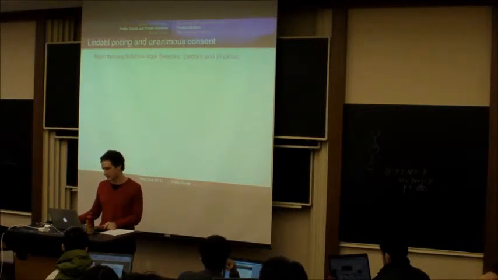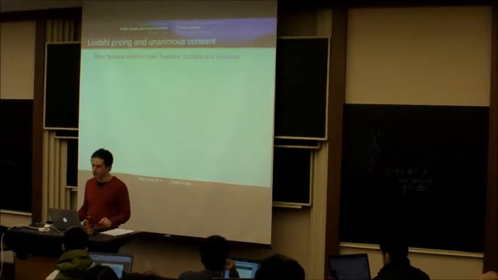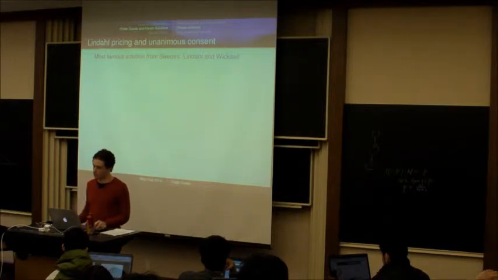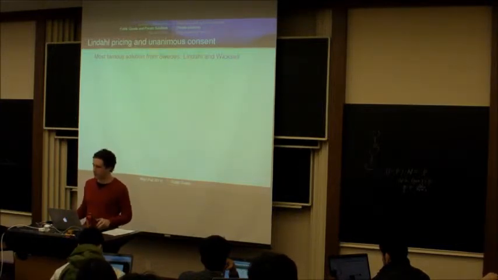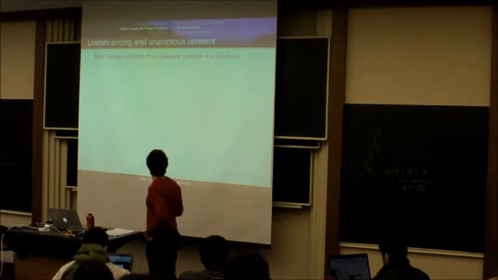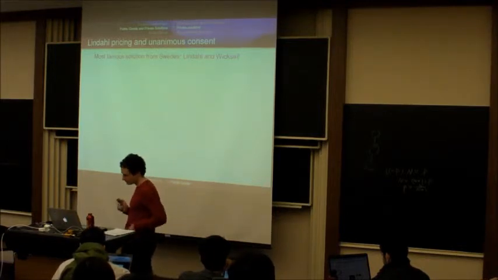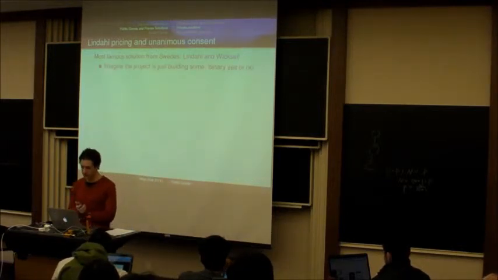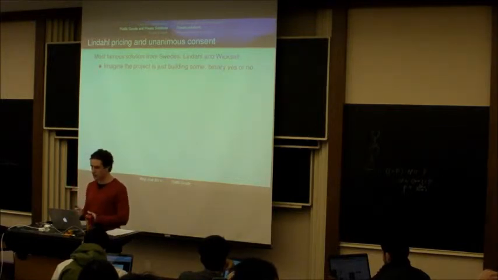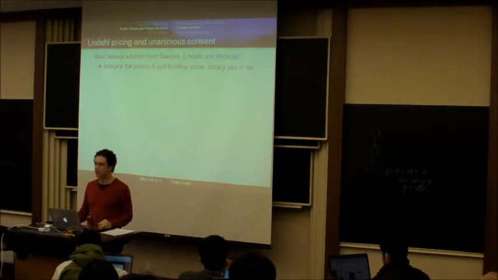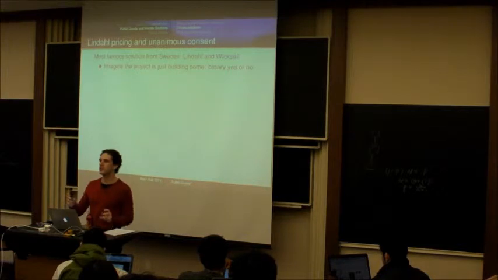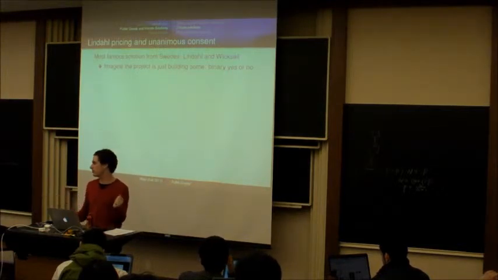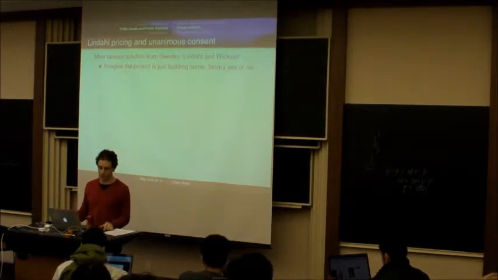So the most famous solution to the public goods problem was come up with by these two Swedish guys, Lindahl and Wicksell. And what they proposed is easiest to describe in the case where we're just making a binary decision. So we're just deciding, should we build some project like a road or a bridge or whatever, or not, rather than how much of something we should do.